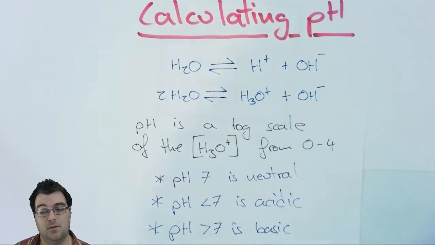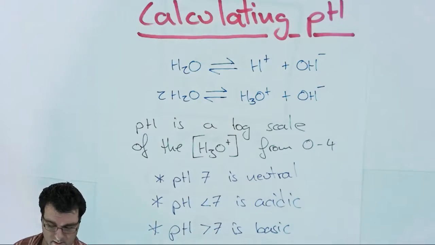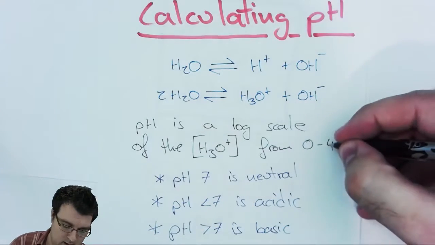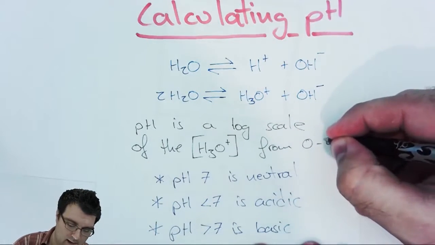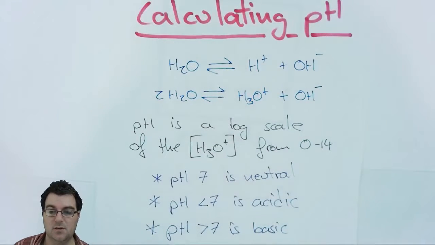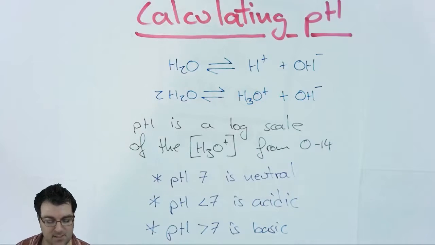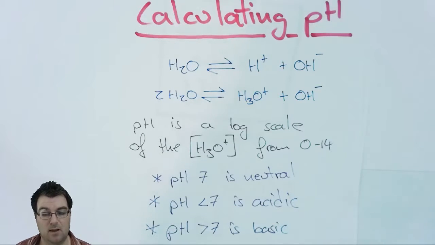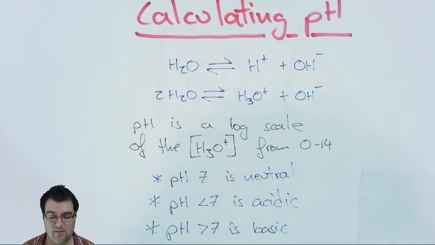Now, the other thing to note is that our pH scale is a log scale of the hydronium ion concentration from 0 to 14. And just take note, on that scale, pH 7 is neutral, below pH 7 is acidic, and above pH 7 is basic.